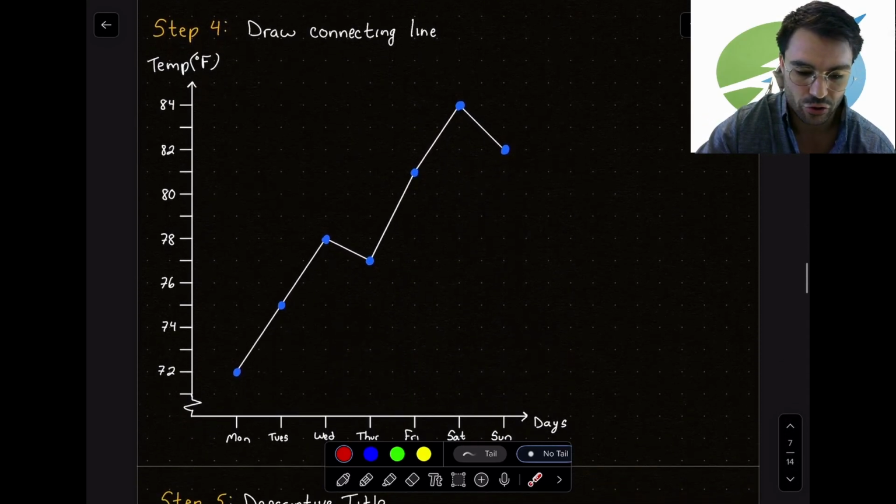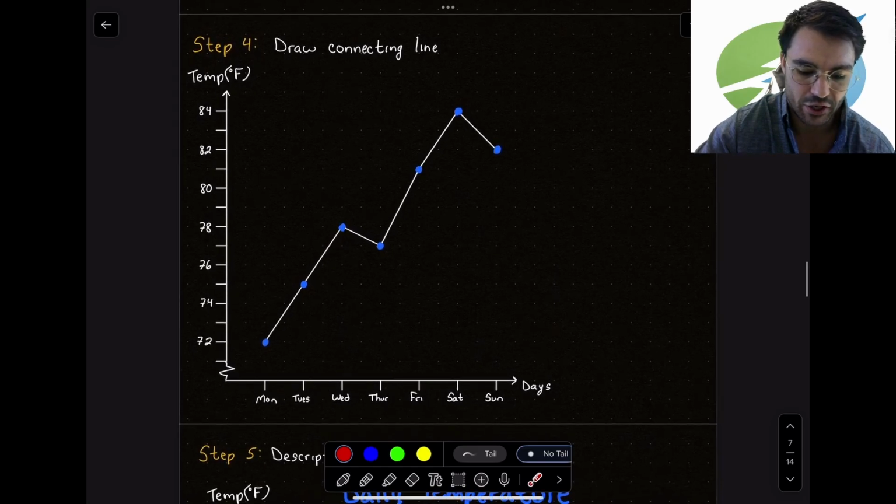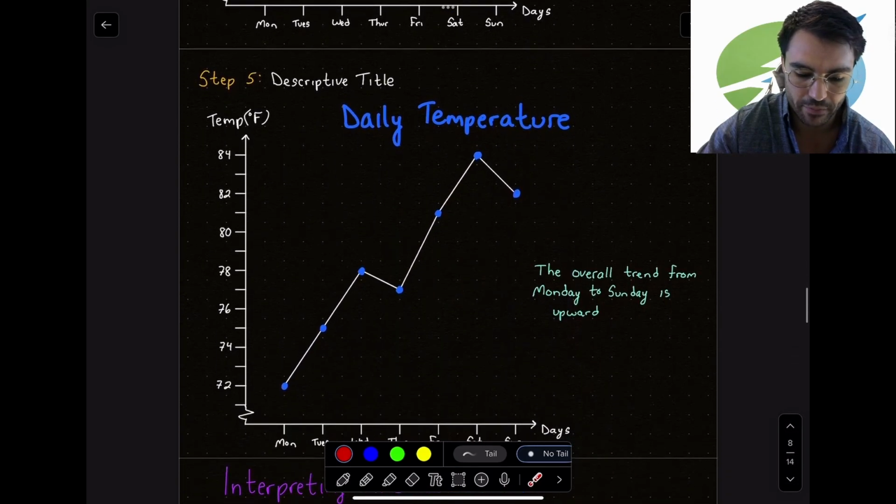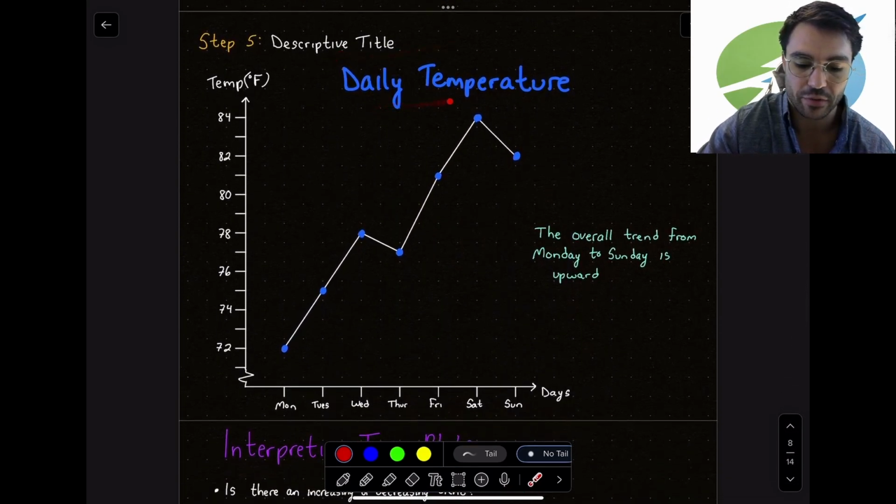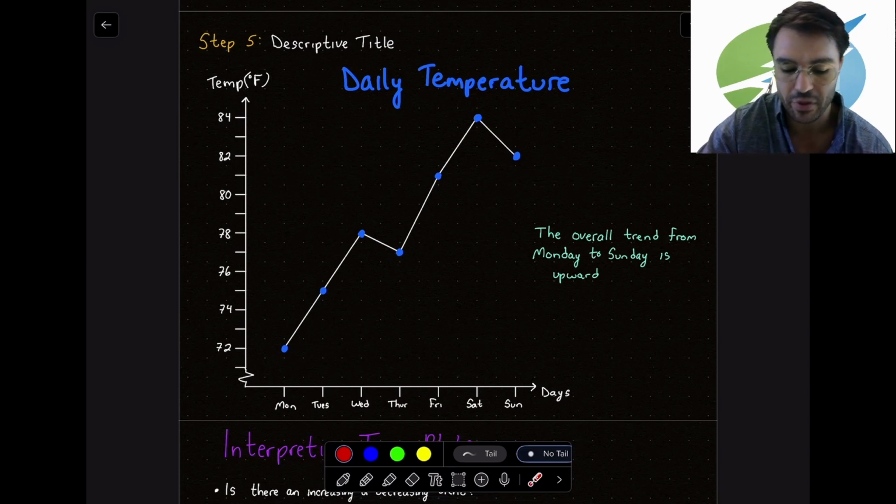Step four, draw a connecting line to each point. Plain and simple, just connect the dots. And our last step, step five, give our graph a descriptive title. I decided to call ours daily temperature because that's what we're recording. Okay, and that's all there is to it.